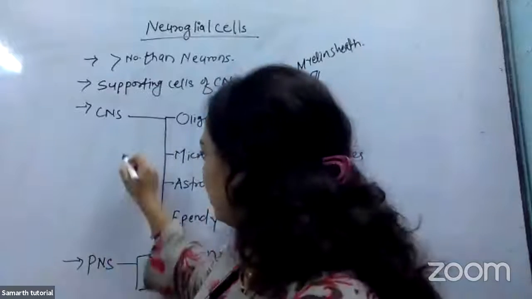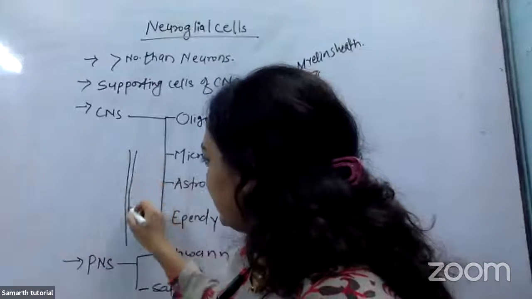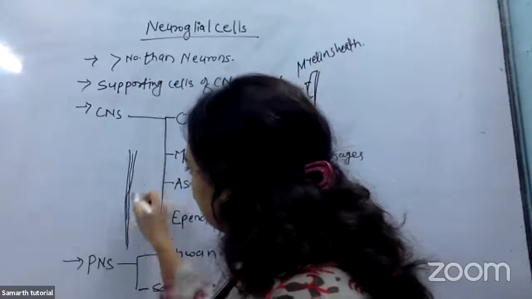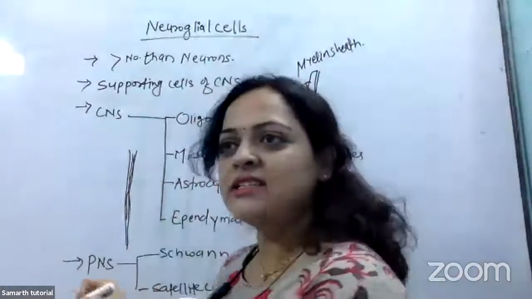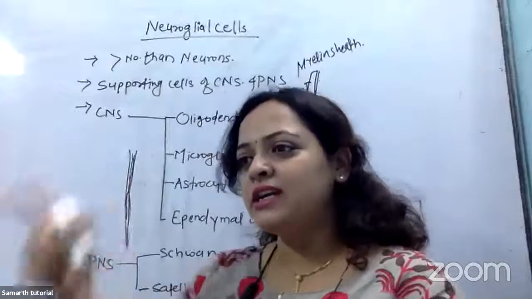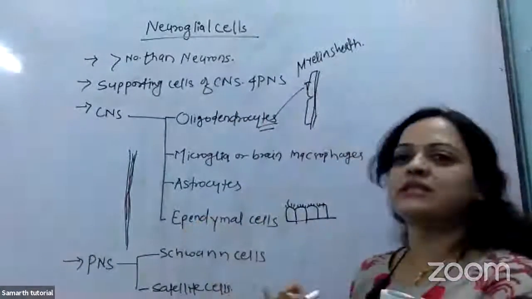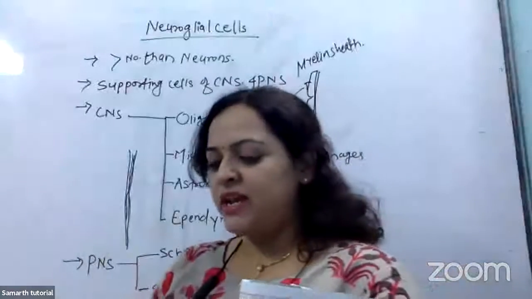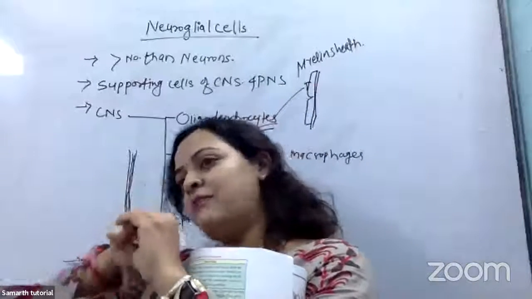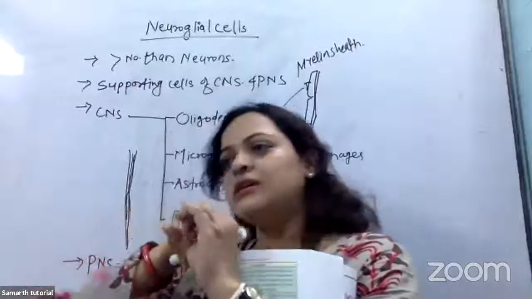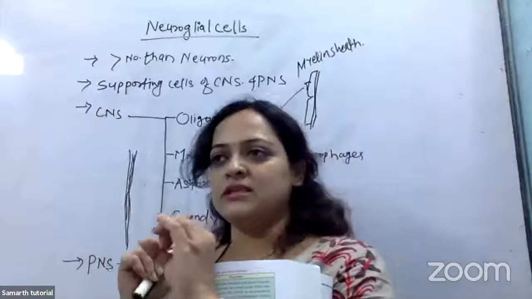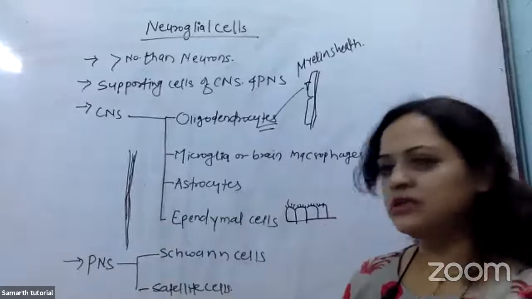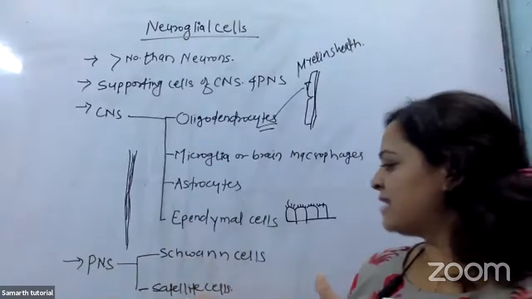You know, the spinal cord is like this, but there is a central canal of the spinal cord. The cavity is there, and that central canal is internally lined by the ependymal cells. And the ventricles of the brain, suppose this is a brain, one ventricle. Inside this ventricle, the ependymal cells are present. Okay. Lastly, in the PNS, there are two types of cells, Schwann cells and satellite cells.